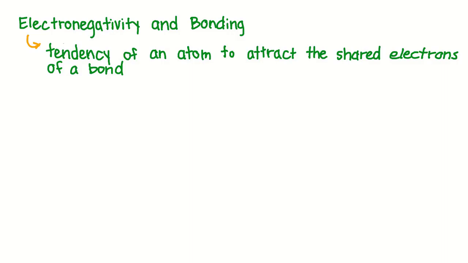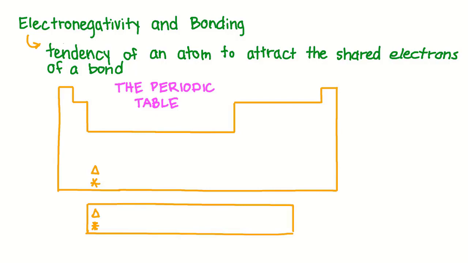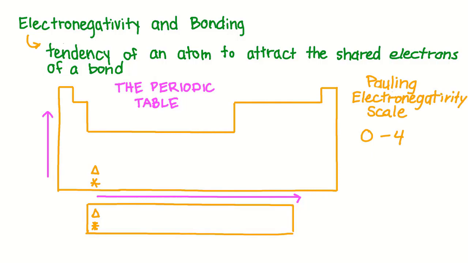Electronegativity describes the tendency of an atom to attract the shared electrons of a bond. Electronegativity generally increases going from left to right across the periodic table, as well as up a group. The Pauling electronegativity scale can be used to quantify the electronegativities of atoms. It's a unitless scale that goes from 0 to 4, with 4 being the greatest.